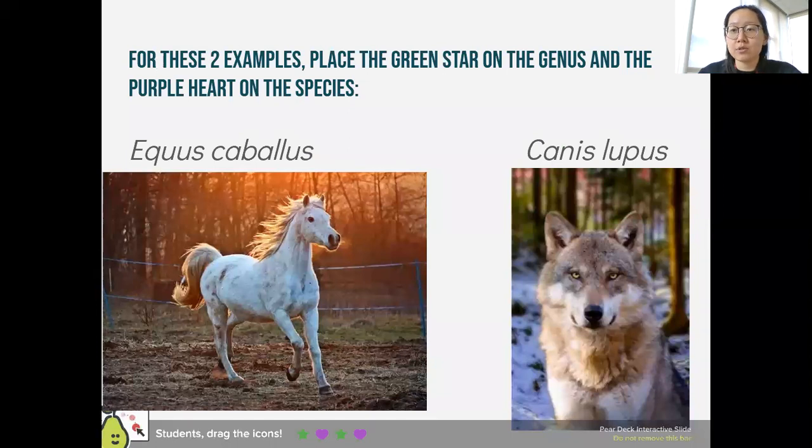For these two examples, I'm going to ask that you place the green star on the genus of the names Equus caballus and Canis lupus, and then the purple heart on the species part of the names Equus caballus and Canis lupus. I do want you to recognize that there are going to be two genuses and two species, so you need to mark all four individually for me.